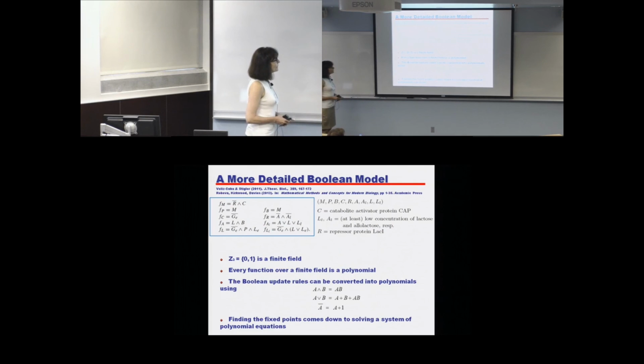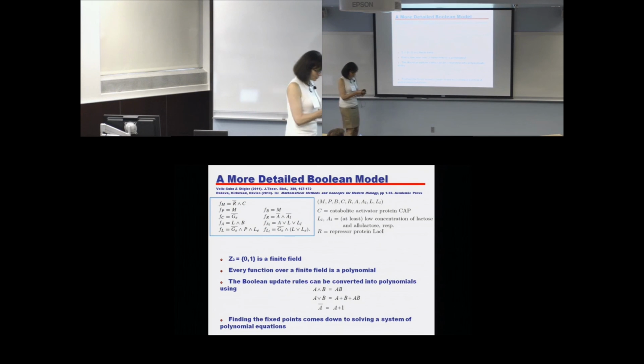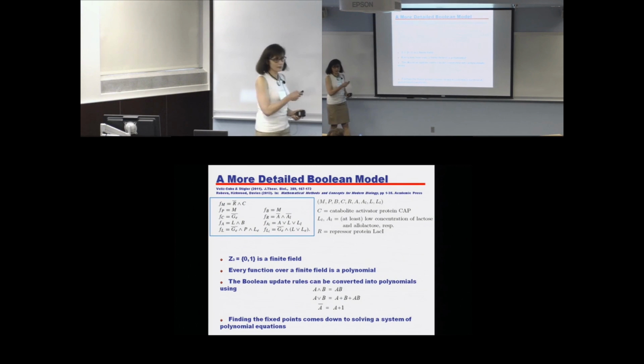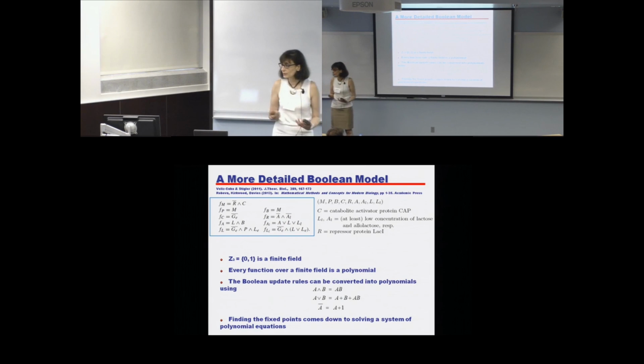So let me briefly talk about how we can find fixed points. Here's a model that I'm not going to discuss, a Boolean model of the lactose operon, much more complex. It has 9 variables. So we have 2 to the 9, that's 512 states, which gets kind of large. So how do we find the fixed points? Does it have fixed points? If it does, how do we find them?